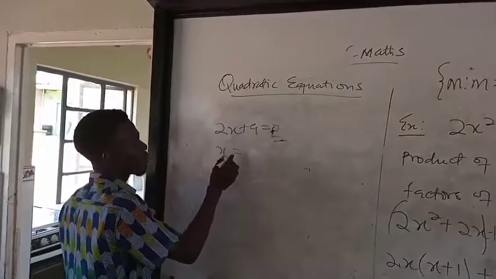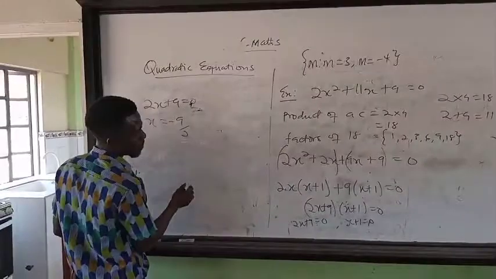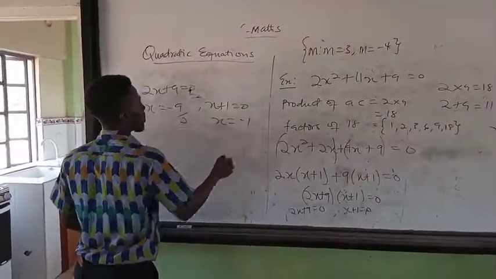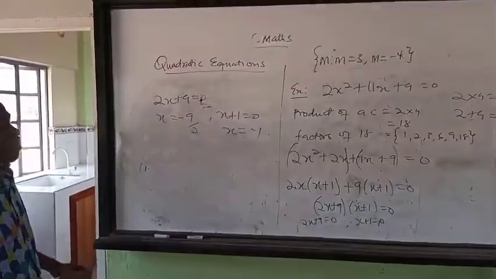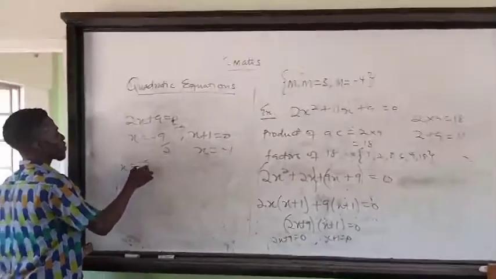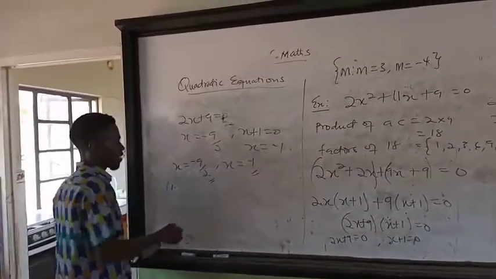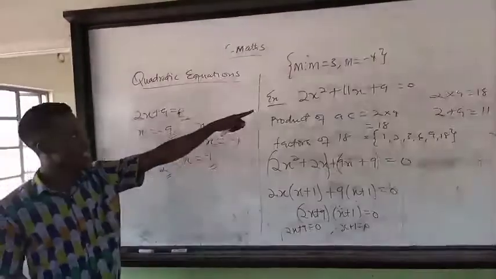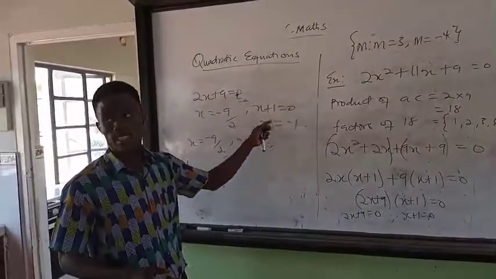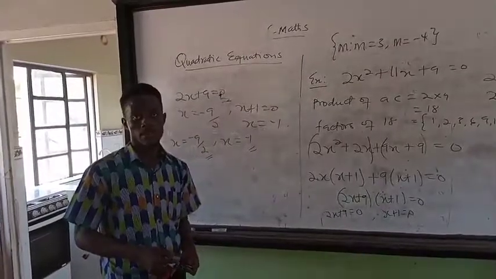So 2x plus 9 equals 0. X is equal to negative 9 over 2. And you have x plus 1 equals 0, and x is equal to negative 1. But because we're not told to find the truth set, you just leave your answer like that. X is equal to negative 9 over 2, and x is equal to negative 1. And these are the values of x that when you put them here, you get 0. When you put x equals negative 1 there, you get 0. When you put x equals negative 9 over 2 there, you also get 0.